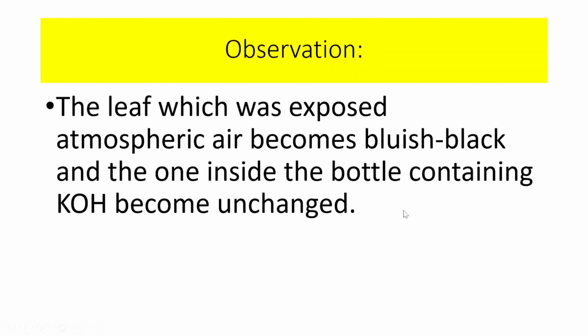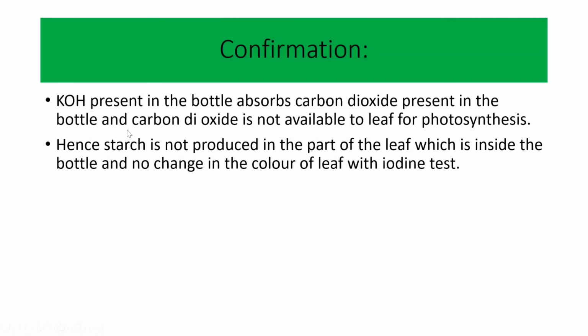The reason is that KOH present in the bottle absorbs the carbon dioxide present in the bottle, and carbon dioxide is not available to the leaf for photosynthesis. Hence, starch is not produced in the part of the leaf which is inside the bottle, and there is no change in the color of the leaf with the iodine test. This confirms that without carbon dioxide, the leaves of plants cannot synthesize starch by the process of photosynthesis. Hence, carbon dioxide is necessary for photosynthesis.